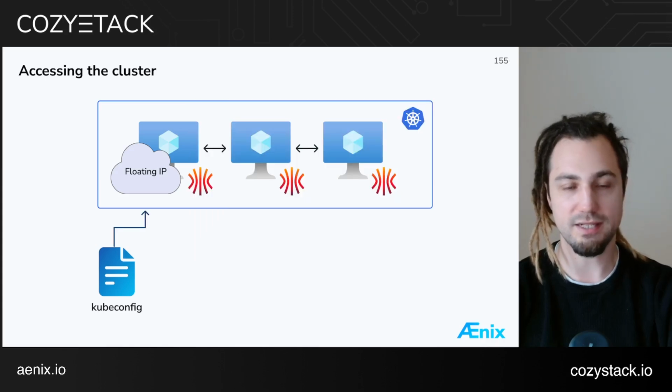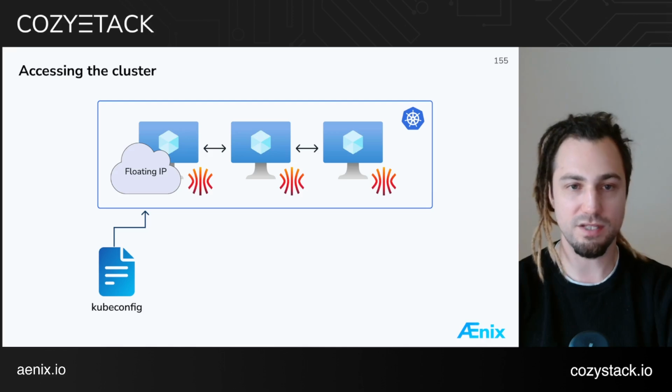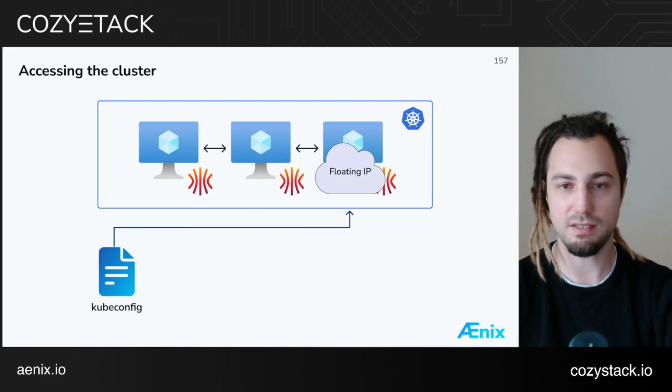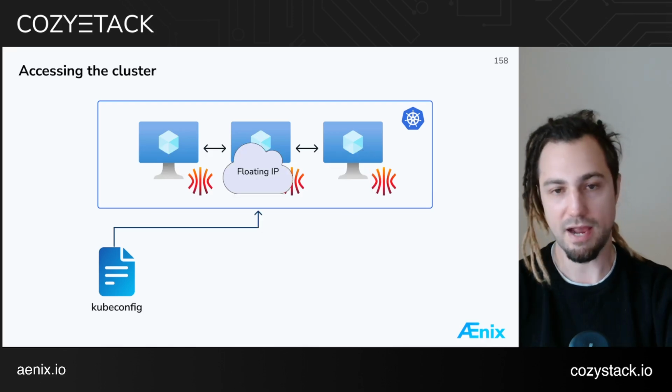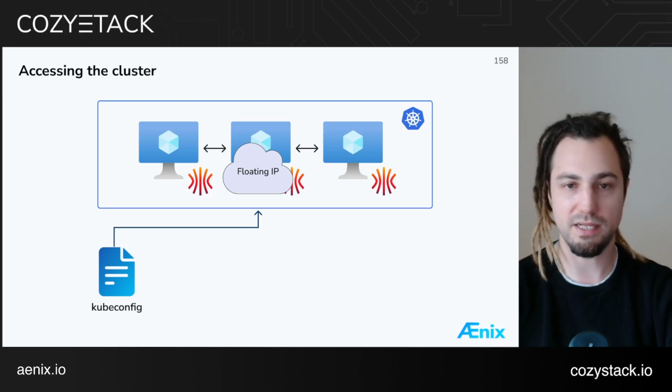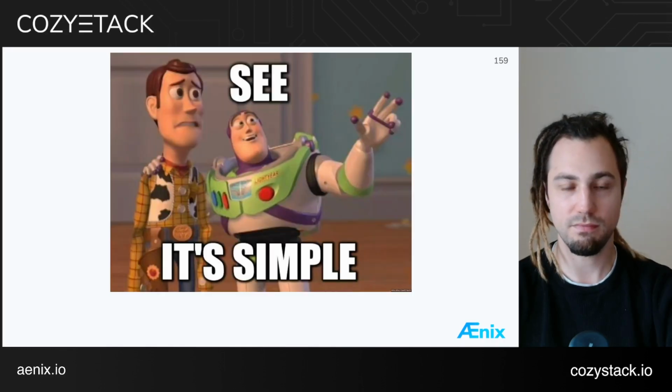So if you access your cluster, you will always go through this floating IP address. It will be moved automatically every time you put your node into maintenance or reboot, so your cluster will continue to be available. Seems pretty simple. That's probably it.